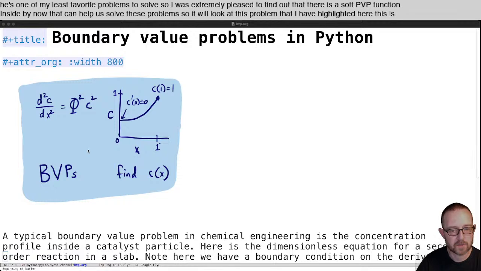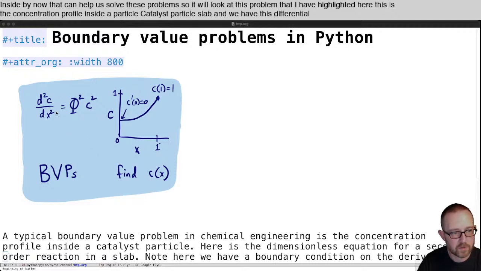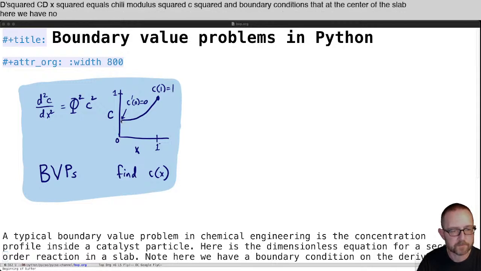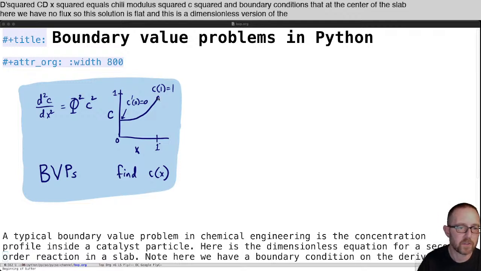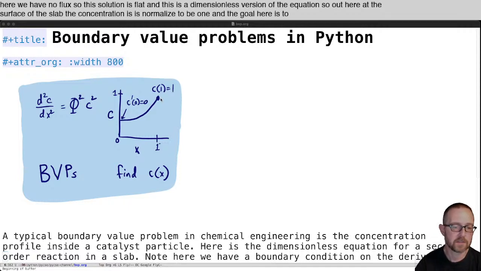This is the concentration profile inside a catalyst particle slab. And we have this differential equation, second order, d squared c dx squared equals Thiele modulus squared c squared, and boundary conditions that at the center of the slab here we have no flux. So this solution is flat, and this is a dimensionless version of the equation. So out here at the surface of the slab, the concentration is normalized to be 1. And the goal here is to find c of x.